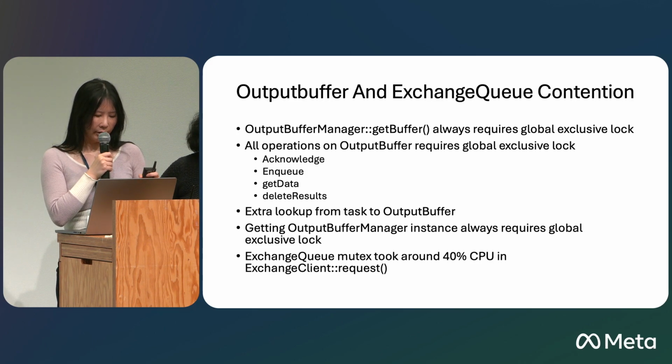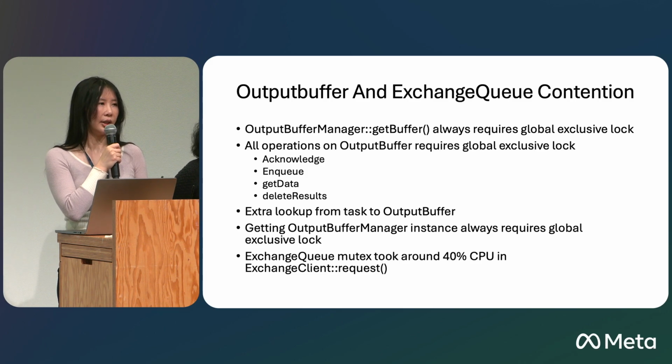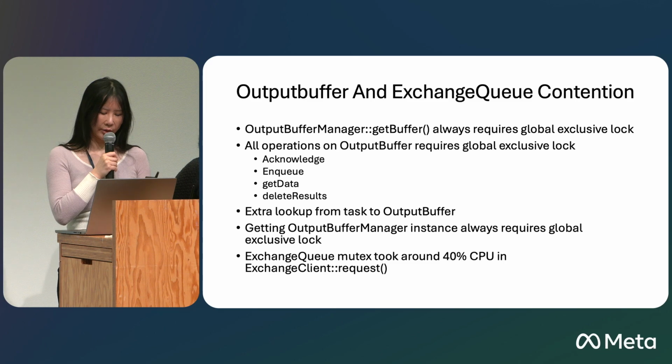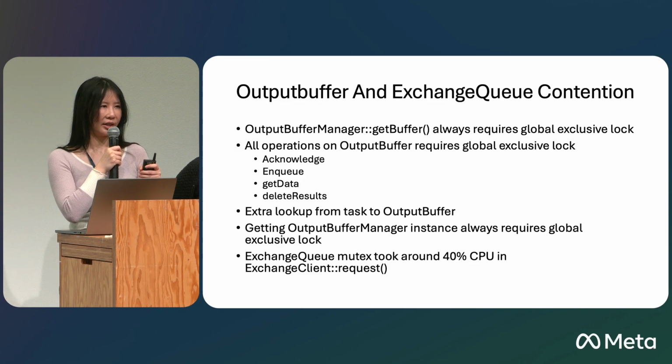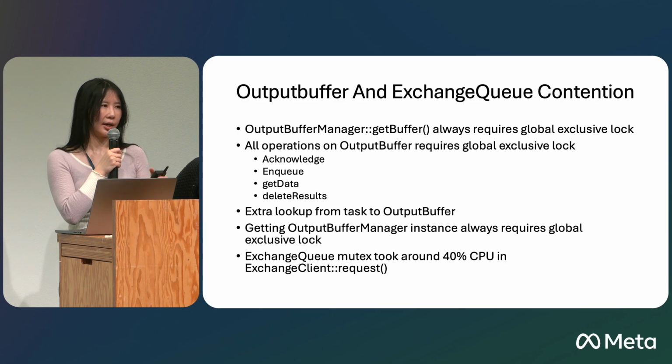I also noticed that the exchange queue contention was pretty big. Inside the exchange client request function, substantial CPU is used in mutex acquire, lock and unlock. So the idea is that we want to replace this queue with a lock-free queue, so we can potentially use Folly's, which has several implementations there.